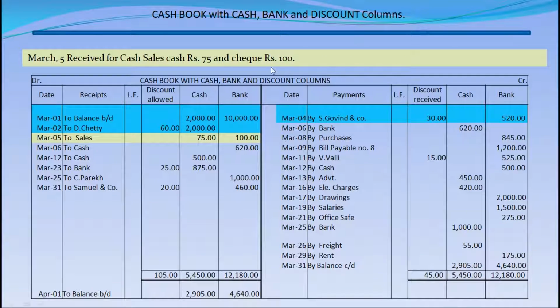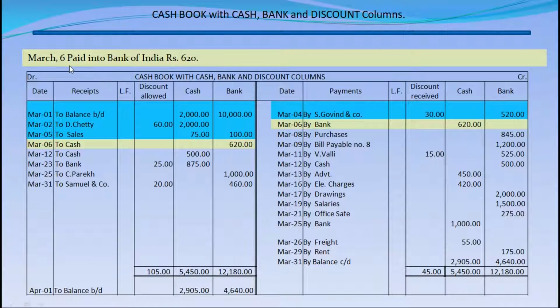March 5. Received cash for sales, cash 75 and check 100 rupees. That means this is a sale transaction. We received cash through sales, and we have received some amount into the bank through check. So we have to record this on the debit side. March 5, to sales, cash 75, bank 100 rupees.